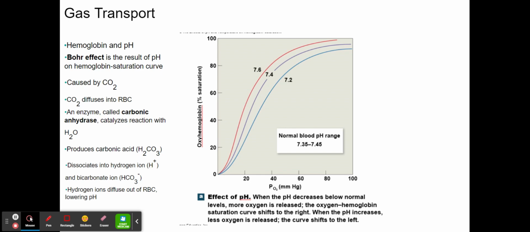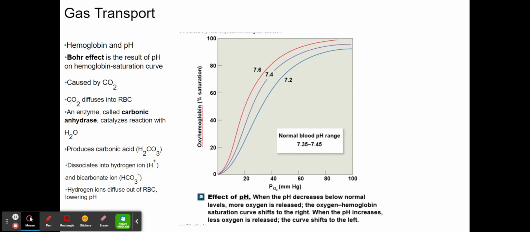At a tissue PO2 of 40, for example, you can see that a pH decrease from 7.4 to 7.2 changes hemoglobin saturation from 75% to 60%. This means that hemoglobin molecules release 20% more oxygen in peripheral tissues at a pH of 7.2 than they do at a pH of 7.4. This effect of pH on the hemoglobin saturation curve is called the Bohr effect. Carbon dioxide is the primary compound responsible for the Bohr effect.